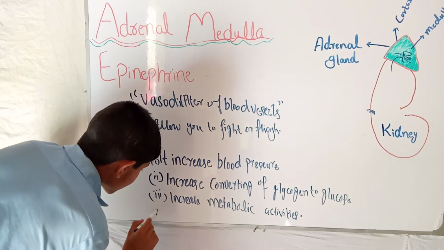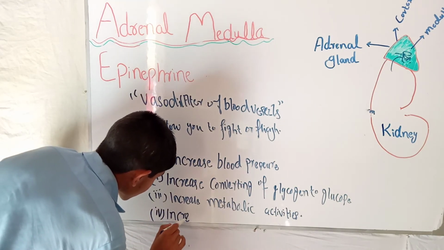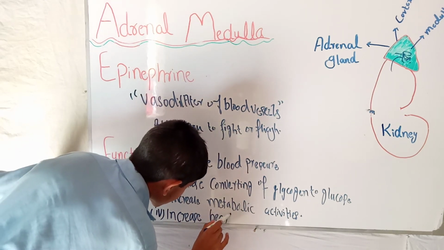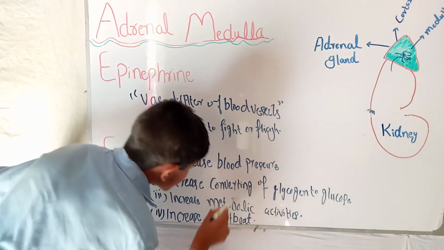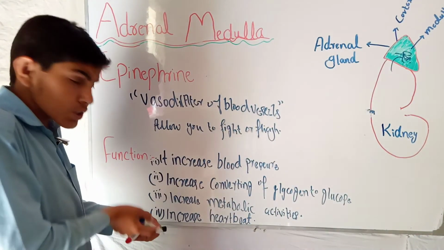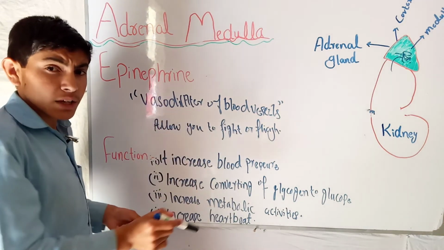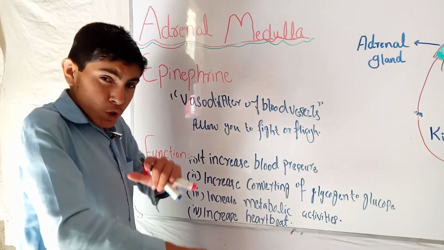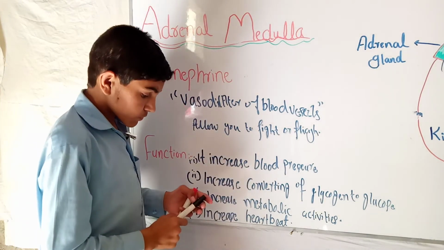The third one is increase heartbeat. So if your blood pressure becomes high, your heartbeat will also increase. During fight or flight time your color becomes reddish, and it is due to the increase of heartbeat and blood pressure.